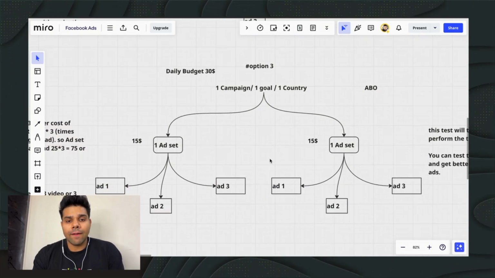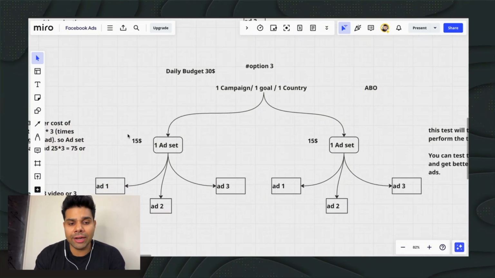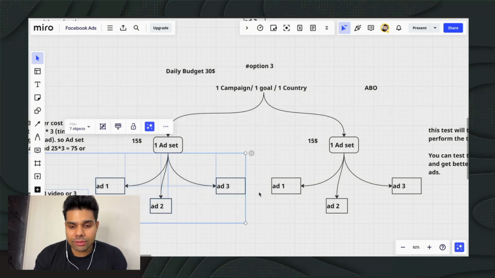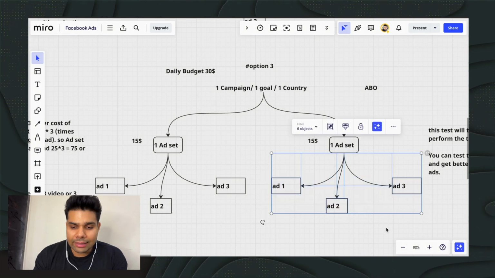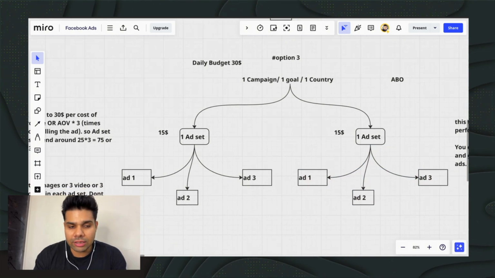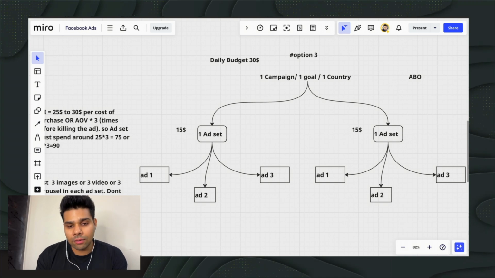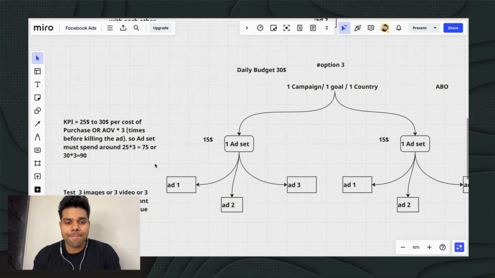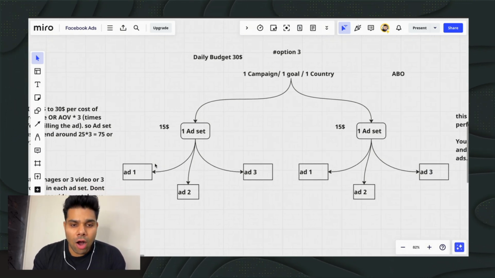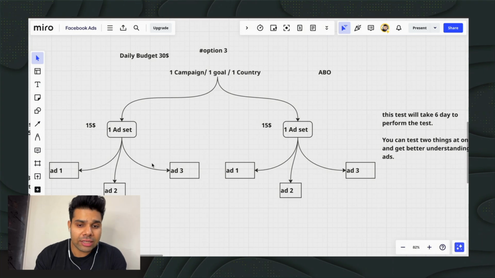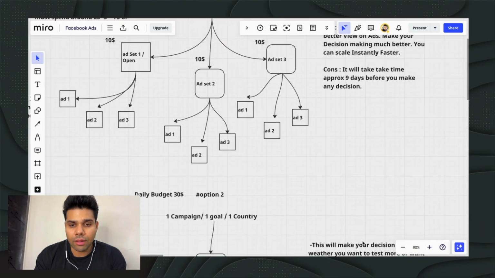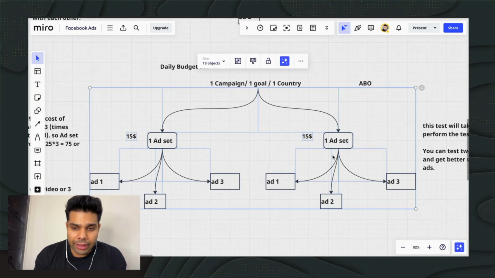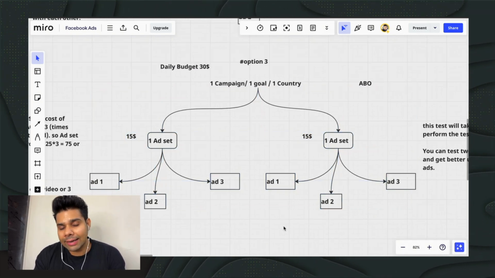Third option, we are creating two ad sets with $15 on each ad set. Three creatives here also. Either they can be DCT, or here also you can use DCT. But if you don't have these three media files, you can just simply create ads manually. Right. So now how much do you need to wait? You need to wait around 6 days to make any decision. 9 days over here, 3 days over here, 6 days over here to get the correct data and make a correct decision.